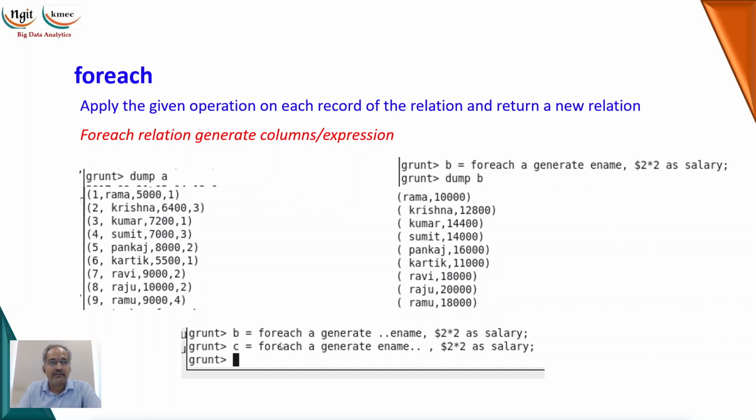And in the similar way, for each A, generate dot dot ename, meaning that before ename, all the columns will be included. And then ename dot dot means from the ename, all the remaining columns will be included. So like this, we can generate the new relations by using the for each.